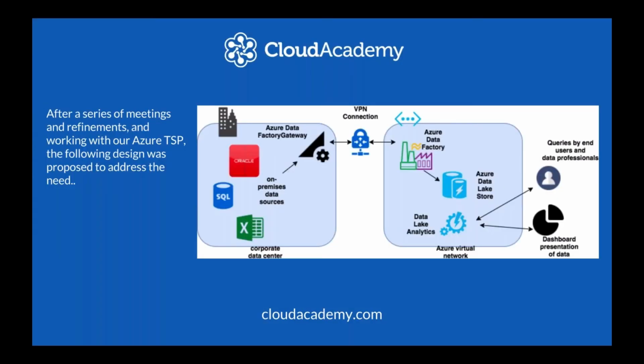So let's take a look at the solution that was proposed. So after all of these things were done, the meetings and the meetings and the meetings again, and the refinements and the feedback, this is the solution that was proposed, and I think it's a fantastic one. Now you'll notice a few things here. You still have the existing on-premises infrastructure. However, now what we've done is we've created a gateway between the on-premises infrastructural elements and Azure.